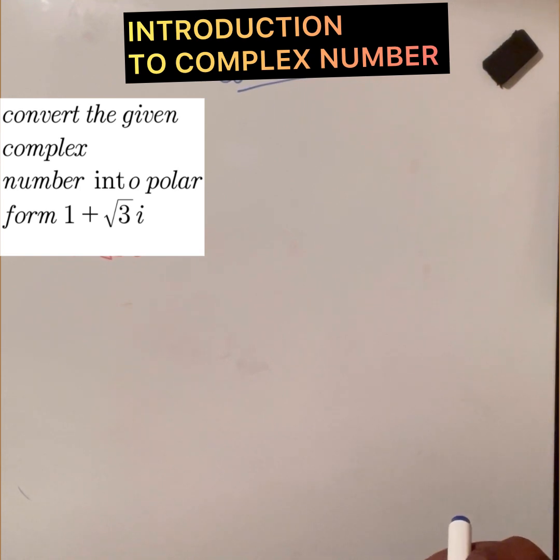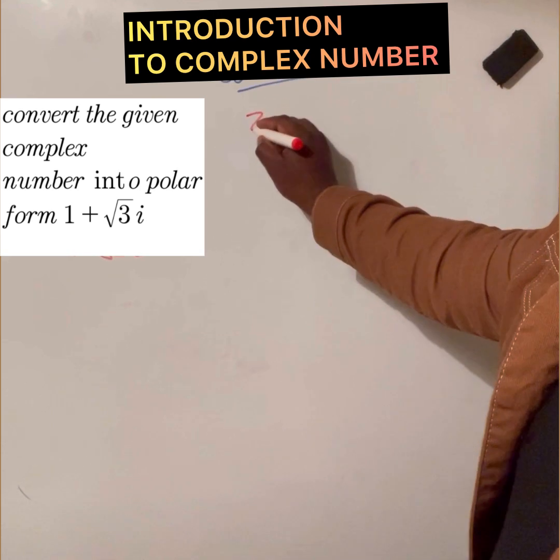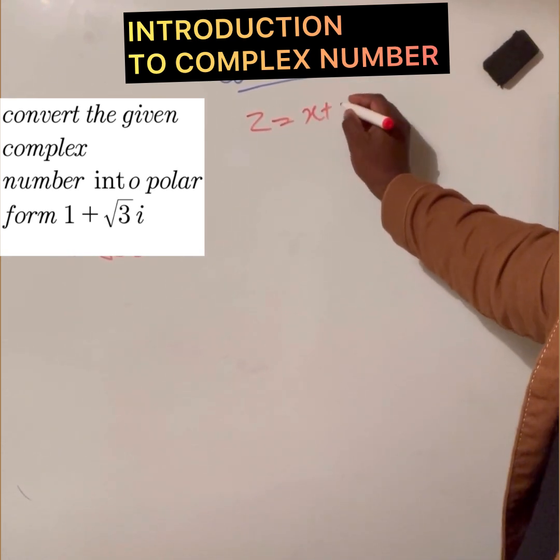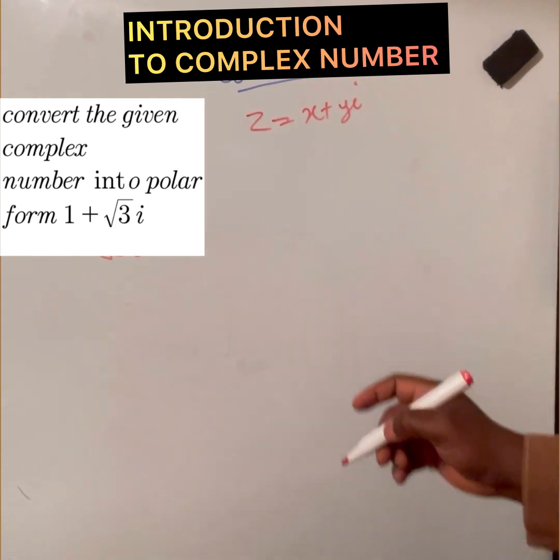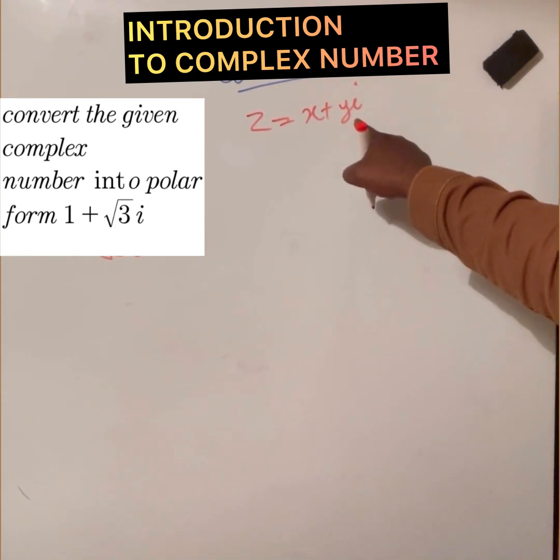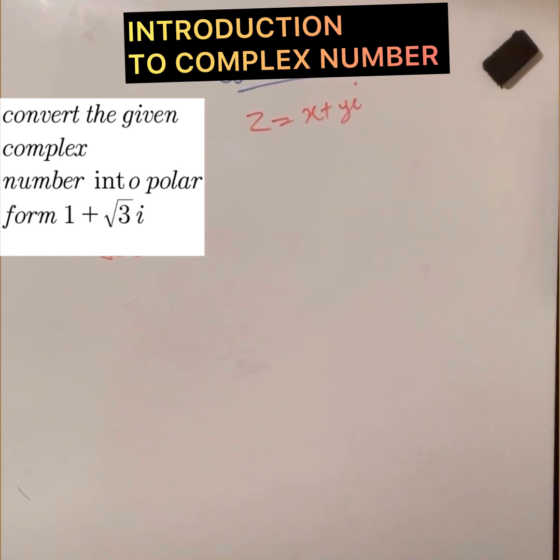Today I'll be talking about complex numbers. So the question is, what is a complex number? A complex number is one that has both a real and an imaginary part. For instance, if you have x plus y times i, this is a complex number because x is the real part while y times i is the imaginary part.